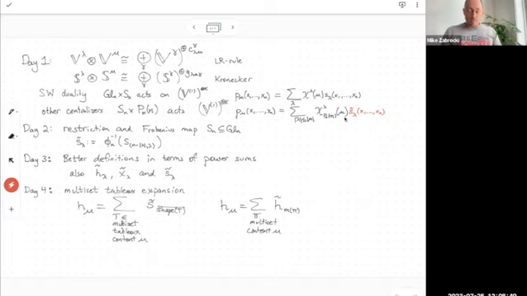And then Rosa finished what I was unable to achieve on day 3. She gave the multi-set tableau expansion of a homogeneous symmetric function in terms of multi-set tableau. And she pointed out that if you take the homogeneous symmetric function, you expand it in these H tildes, that you get multi-set partitions. There's one for every multi-set partition. And I'll review that on the next slide.